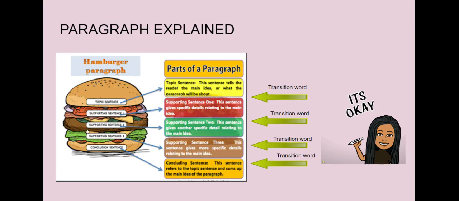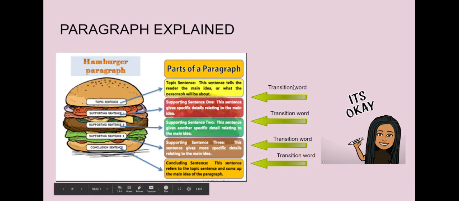I want you to think of a paragraph as a hamburger, and each part represents something. This top bun right here represents your topic sentence. It's the sentence that tells the reader what the main idea is in that entire paragraph. And then you, of course, have your supporting sentences, which would be your hamburger, your tomatoes and cheese and lettuce and everything. And then you have your concluding sentence, which kind of just refers to the topic sentence and sort of sums up the main idea of the paragraph.